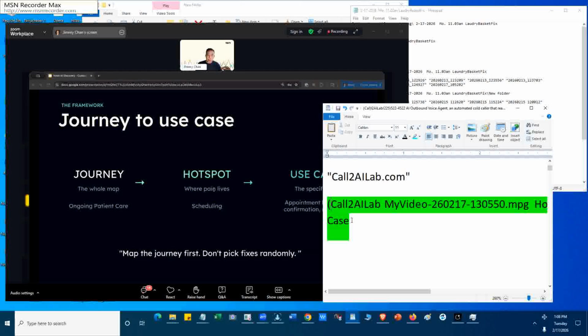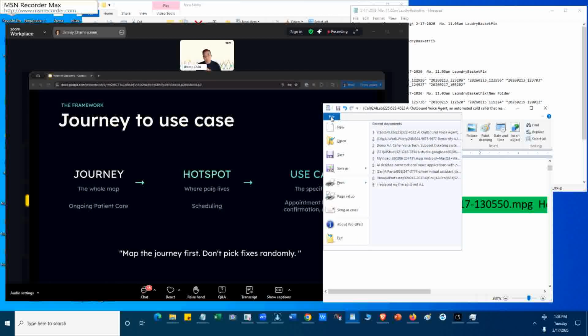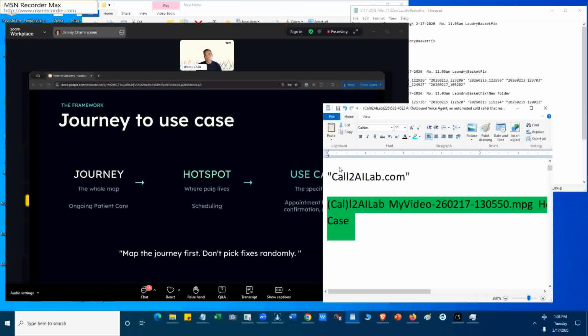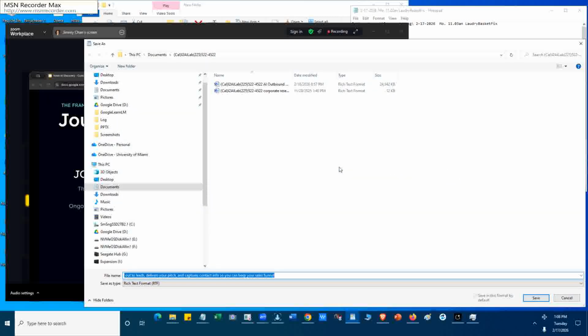But a hotspot does not equal a use case. And this is one of the most common mistakes we see. Scheduling is really broad. If you try to build scheduling that handles everything, it will most likely fail. So you have to break the hotspot down into specifiable tasks. Here is where you want to decompose the hotspot into specific use cases, like scheduling an appointment, canceling the appointment, confirming the appointment, or sending an appointment reminder the day before. So that's the high level, the core mental model.